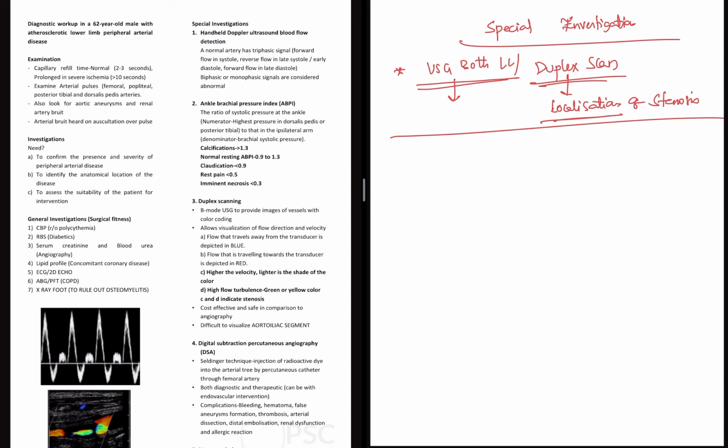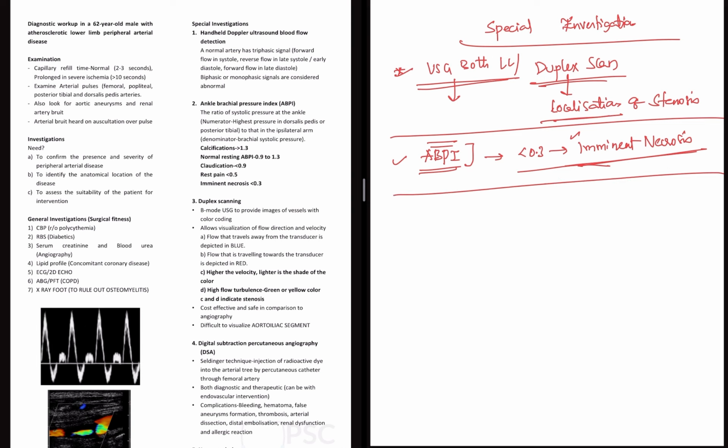So in special investigations, we do ultrasound or duplex scan, and very importantly, we also check for ankle brachial pressure index, which helps in management. In ankle brachial pressure index, if the value is less than 0.93, it indicates imminent necrosis. That means you have to go for definitive management. In these cases, you can't wait. If it shows claudication or rest pain, you can wait, but imminent necrosis indicates immediate management in these cases. So these are the investigations which we do.